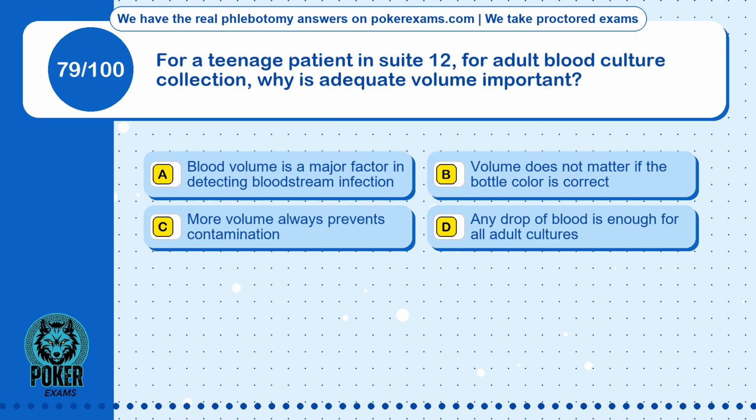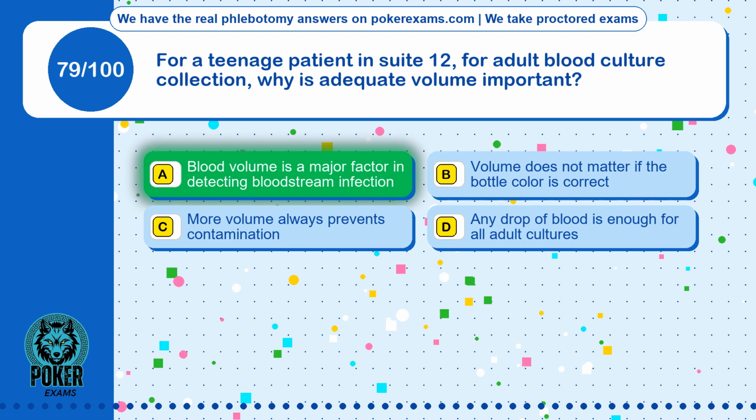Question 79. For a teenage patient in Suite 12, for adult blood culture collection, why is adequate volume important? Option A. Blood volume is a major factor in detecting bloodstream infection. Option B. Volume does not matter if the bottle color is correct. Option C. More volume always prevents contamination. Option D. Any drop of blood is enough for all adult cultures.